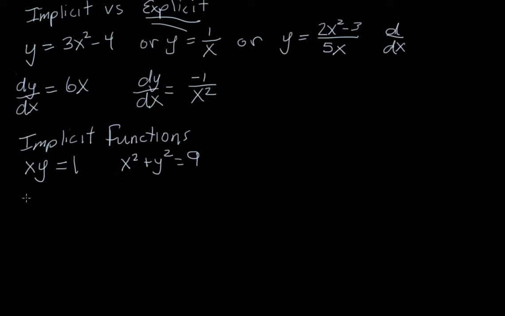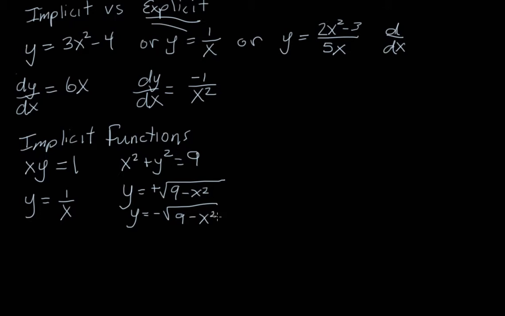This one we can solve for y, and we would get y equals 1 over x, and so we would get this same result here. But if you look at x squared plus y squared equals 9, it's a little bit more difficult to solve for y. We would have to do y equals plus square root of 9 minus x squared, and then y equals negative square root of 9 minus x squared. And so depending on our point, we would have to use the different derivative here.